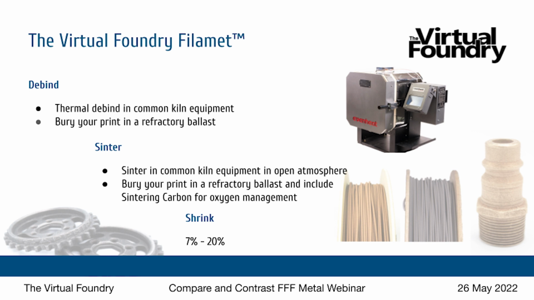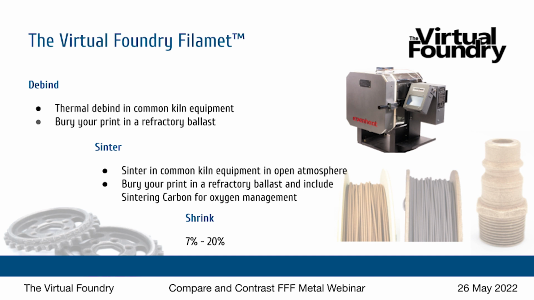There are a couple of exceptions to this open atmosphere process, specifically aluminum and titanium, which both require specialized environments. So when we're talking about common kiln equipment, the aluminum and the titanium are a little bit excepted from that because they won't be able to be sintered in open atmosphere, but the majority of the Virtual Foundry's materials can be with the use of that sintering carbon. Right. And as sort of a side note, it's under development, but we're actually working with our company that manufactures aluminum powder for us.